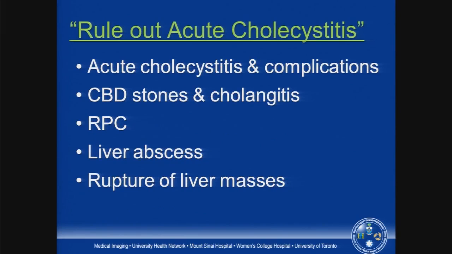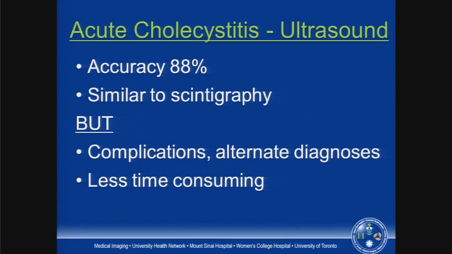When patients present to the emergency room with right upper quadrant pain, they invariably come to our department with a requisition that states rule out acute cholecystitis. But in fact, less than two-thirds of these patients will actually have acute cholecystitis. And there's a whole range of other conditions, including choledocholithiasis, cholangitis, recurrent pyogenic cholangiohepatitis, liver abscess, rupture of liver masses, to name a few, that can mimic the presentation of acute cholecystitis.